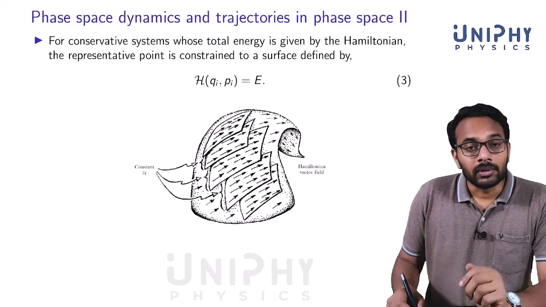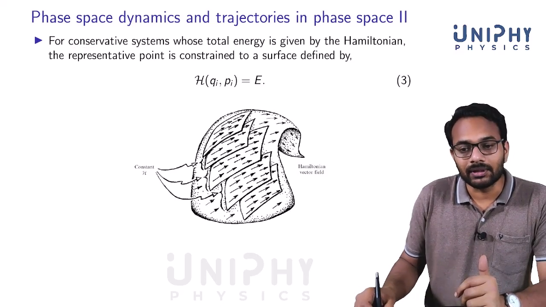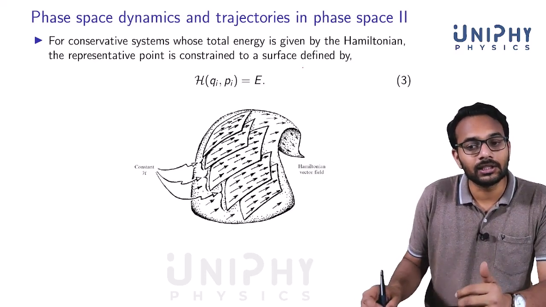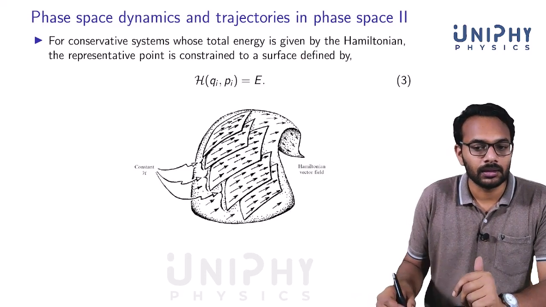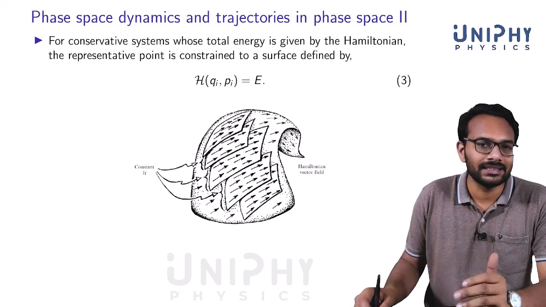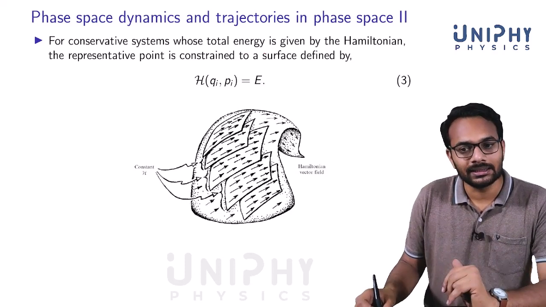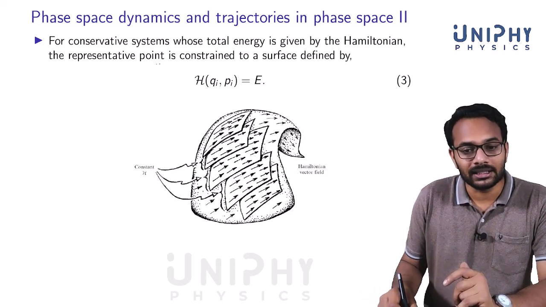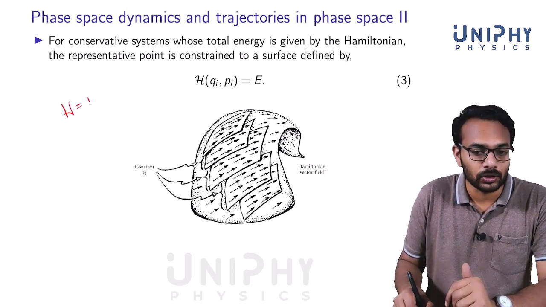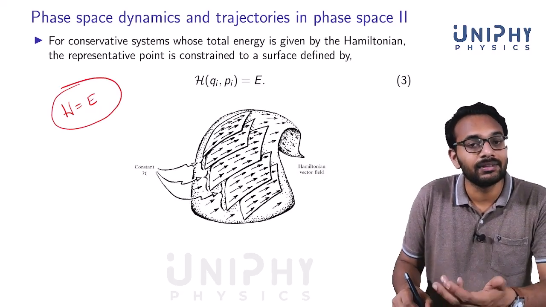Now, for conservative systems, what do we mean by conservative system? The total energy is conserved, and the total energy is given by the Hamiltonian. We have seen cases where this need not be the case, but we are talking about conservative systems whose total energy is given by the Hamiltonian. Now, the representative point is constrained to a surface. Why is it constrained to a surface? Because since the Hamiltonian is the total energy, for a conservative system H has to be equal to E. The energy is conserved, it cannot change.